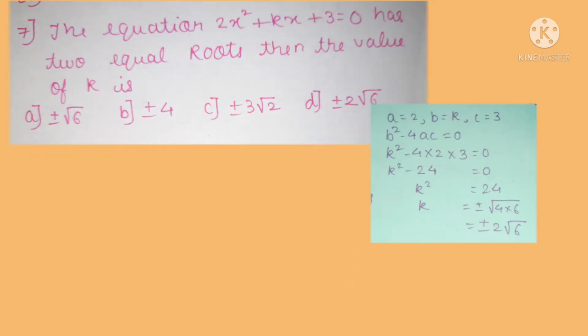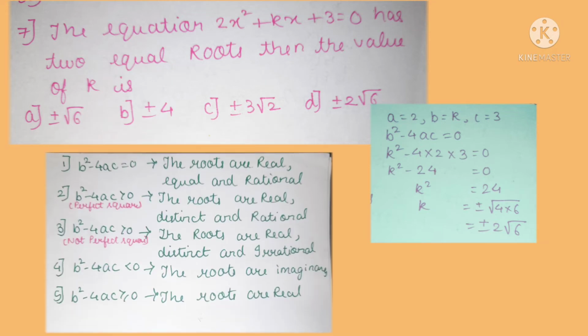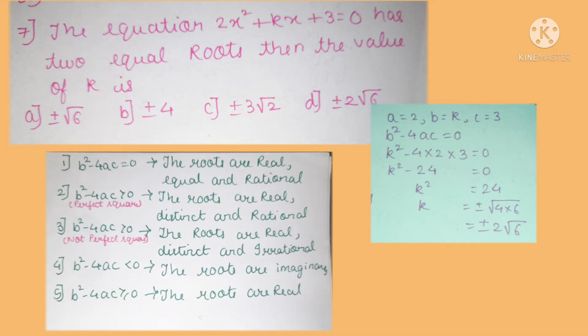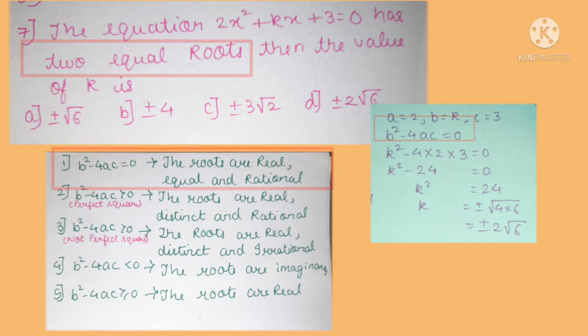To the seventh main question. Over here the question is: the equation 2x square plus kx plus 3 is equal to 0 has two equal roots, then find the value of k. In the question they have mentioned that it has two equal roots, but we need to find the value of k. So it's nothing but the discriminant value, that is b square minus 4ac is equal to 0, according to the question, because it has two equal roots. So we need to find the value of k.